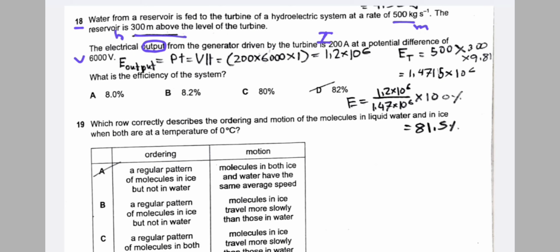What is the efficiency of the system? So efficiency is the useful energy output divided by total energy input, times 100%. So what is the output energy? That is electrical energy output. So output is the electrical energy.